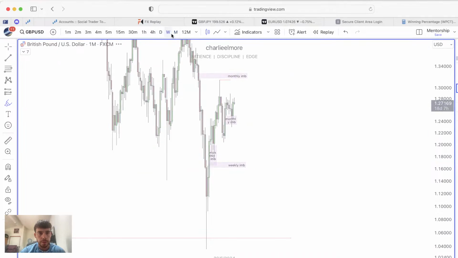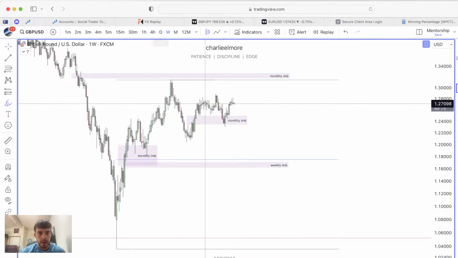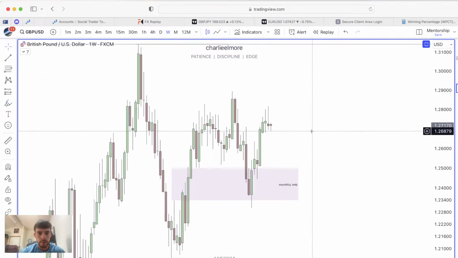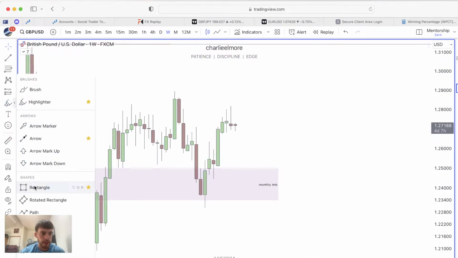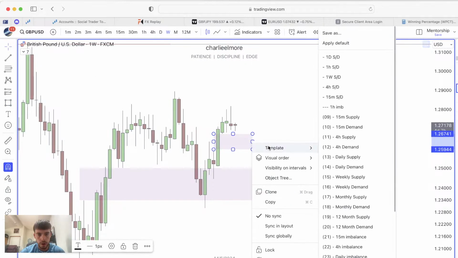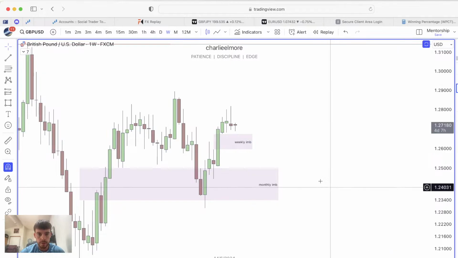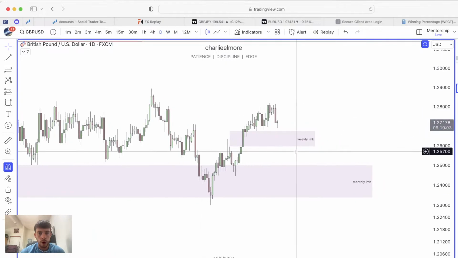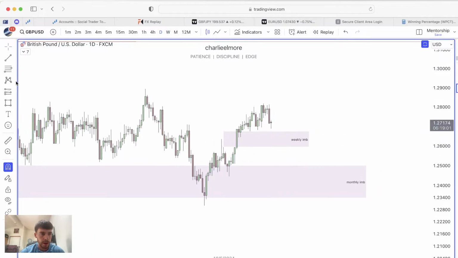So on the weekly, there's nothing else to discuss really, other than the fact that we can draw this on, because we might find our feet in there as well. Weekly imbalance. Going on to the daily, what I like about this weekly imbalance is the fact that it aligns within a discount now. Okay, we've got part of it in a discount there.